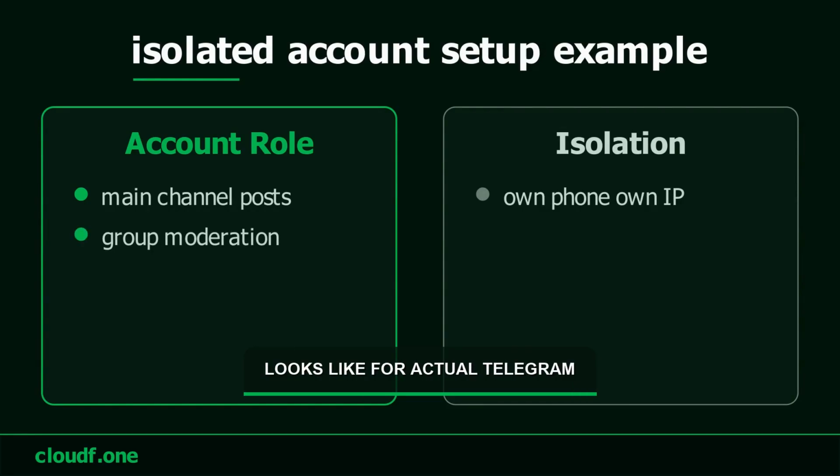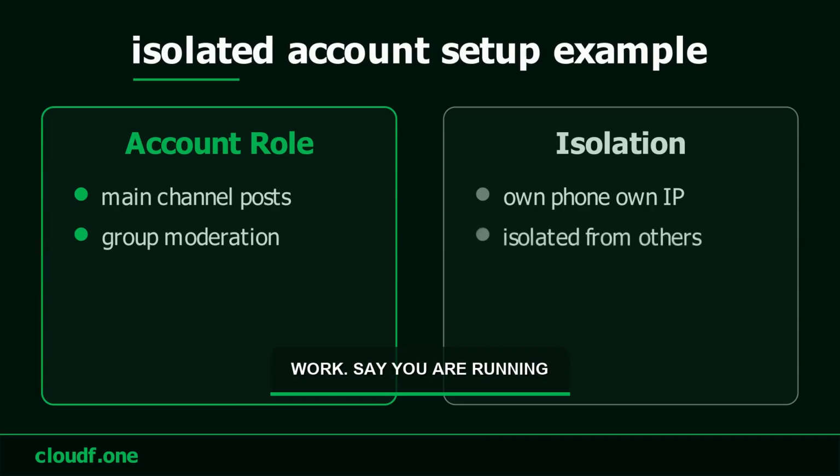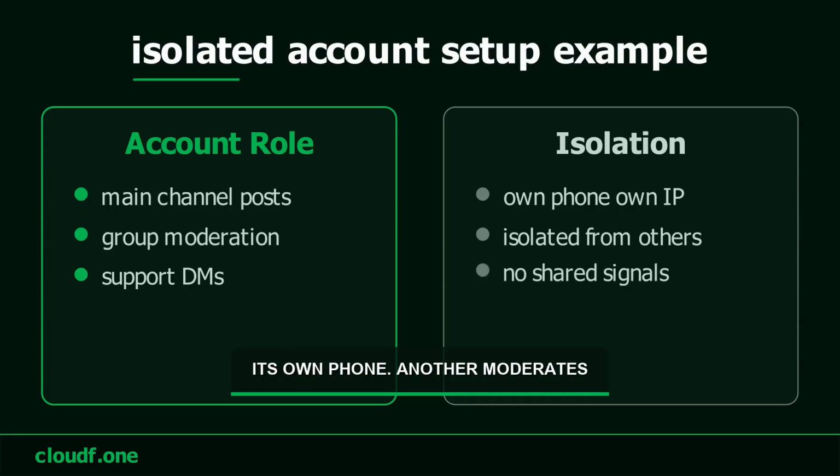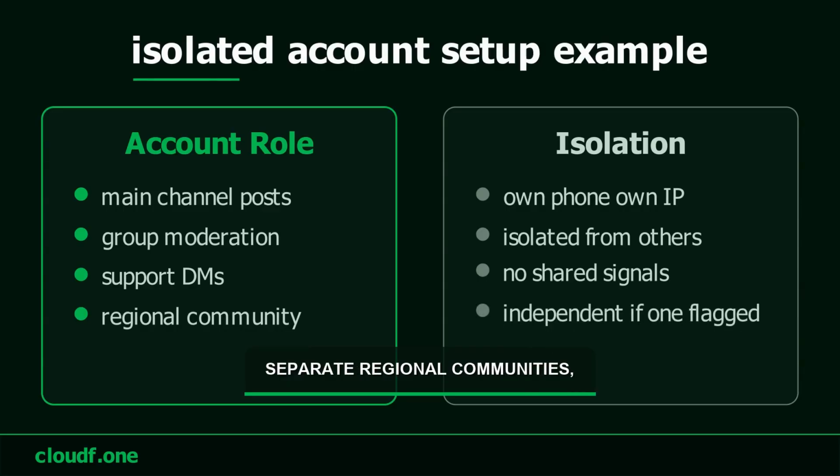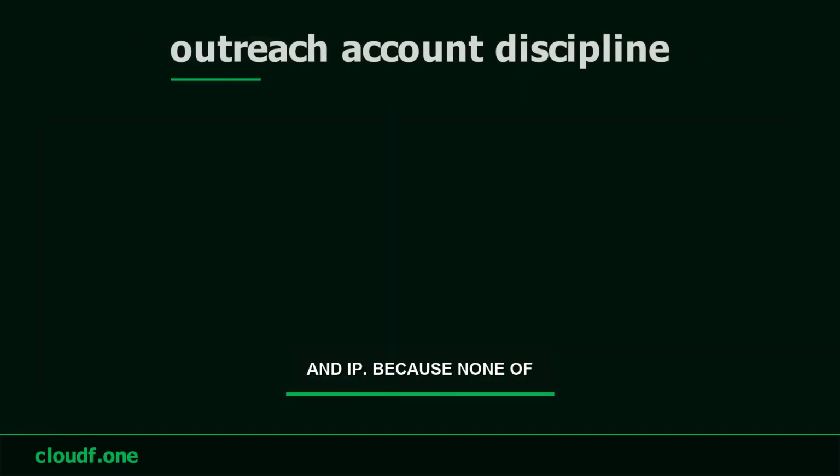Here is what this looks like for actual Telegram work. Say you are running channel and community ops. One account owns and posts to your main channel on its own phone, another moderates a group on its own phone, a couple more handle support DMs or run separate regional communities, each on its own phone and IP.